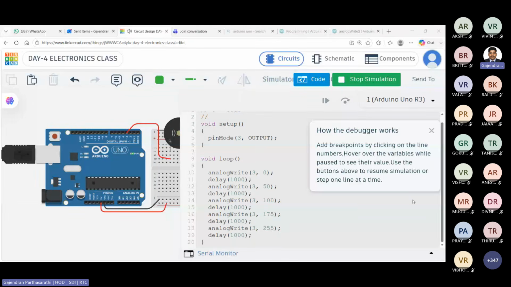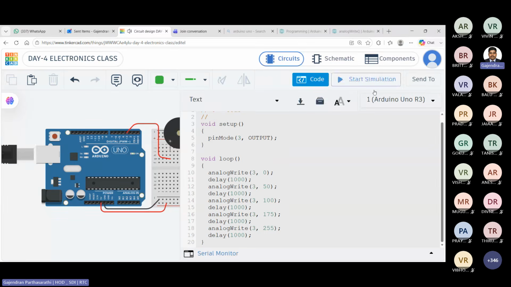Try this code. I hope my Tinkercad screen is visible to you. Is my screen visible? If yes, try that code quickly. This is one method to get the analog output. Please try.